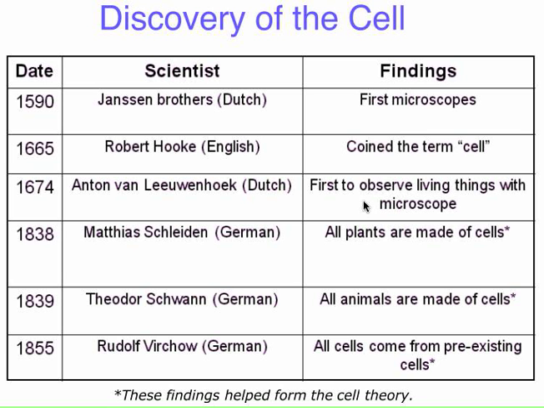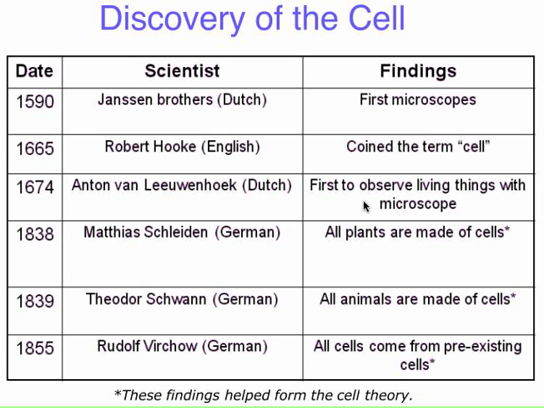Then you go on, and the next three are key in the actual cell theory. Schleiden was the first scientist to document looking at plant cells underneath the microscope and the parts of the cell. And then Schwann, also a German, was famous for looking at animal cells underneath the microscope. And then Virchow, also German, came up with the discovery that cells came from other cells. Okay, so they come from pre-existing cells.